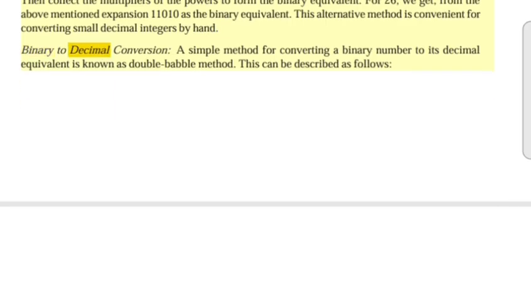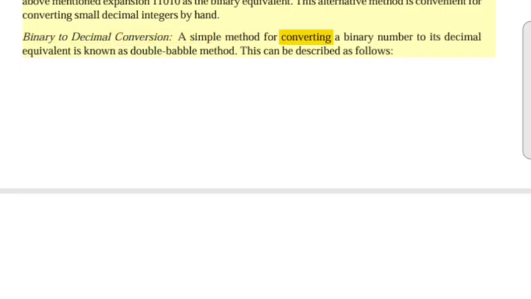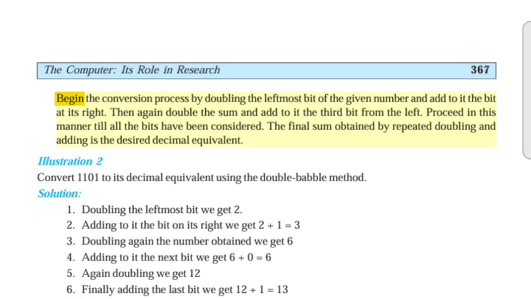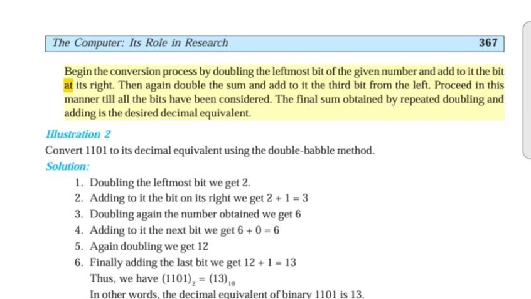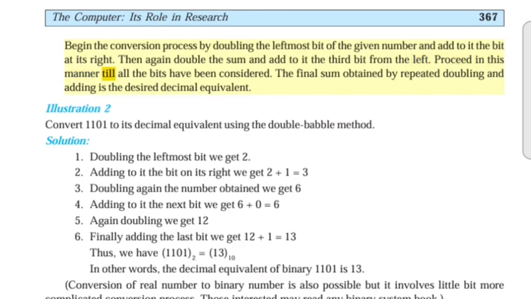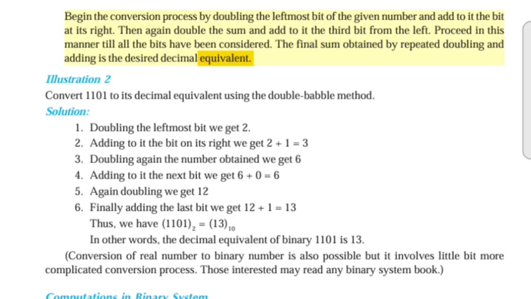Binary to decimal conversion. A simple method for converting a binary number to its decimal equivalent is known as the double-dabble method. This can be described as follows. Begin the conversion process by doubling the leftmost bit of the given number and add to it the bit at its right. Then again double the sum and add to it the third bit from the left. Proceed in this manner till all the bits have been considered. The final sum obtained by repeated doubling and adding is the desired decimal equivalent.